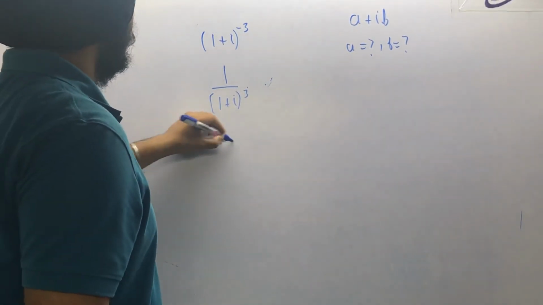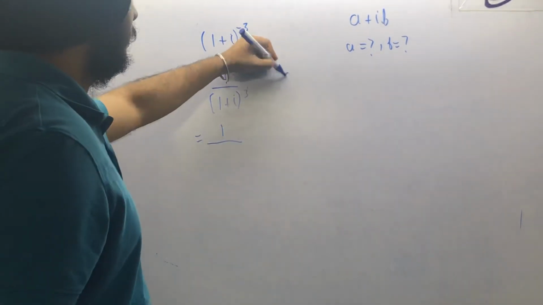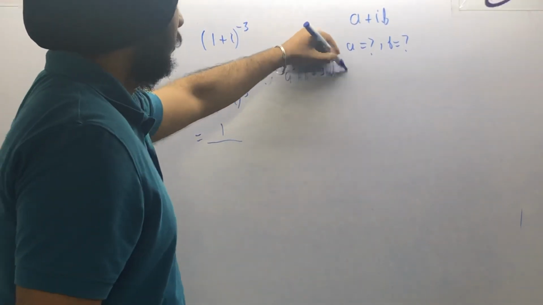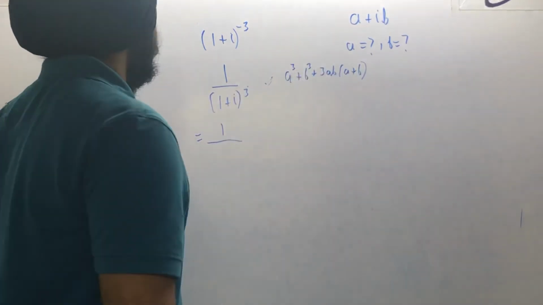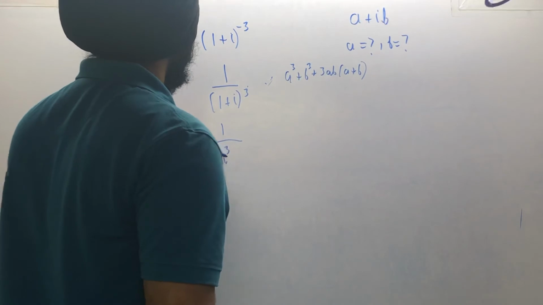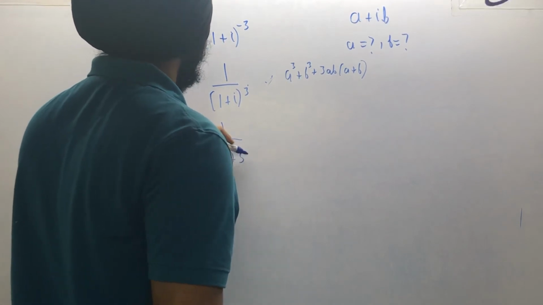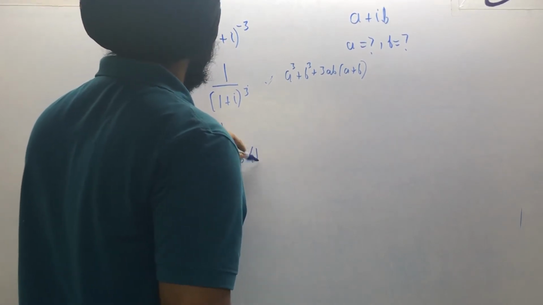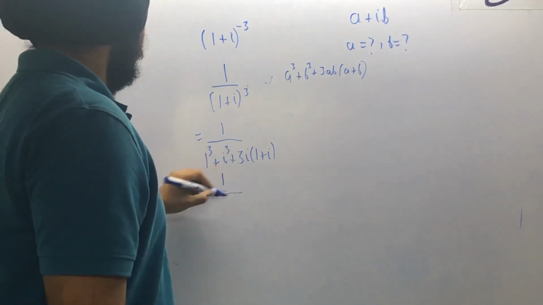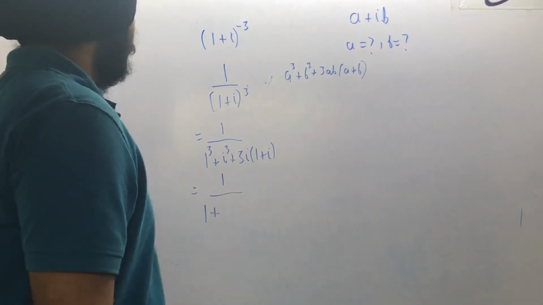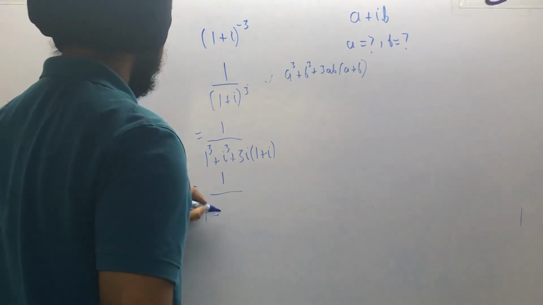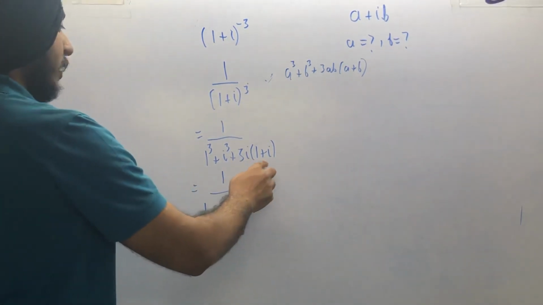So now open the whole cube. (a + b) whole cube. What is that? a cube plus b cube plus 3ab into (a + b). You have studied this in 8th standard. So this is 1 cube plus i cube plus 3 into 1 into i, which is 3i, into (1 + i). Okay, so 1 upon 1 plus... i cube is how much? Minus i. Okay, 3i into (1 + i).